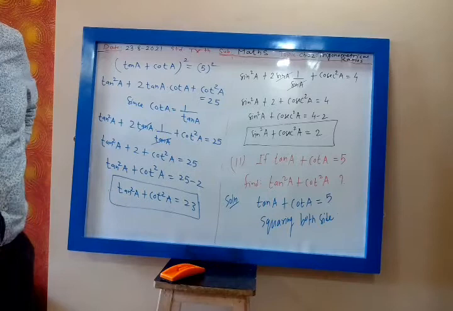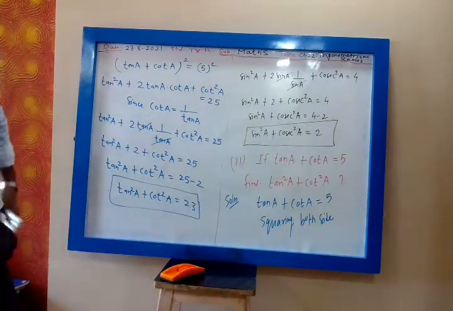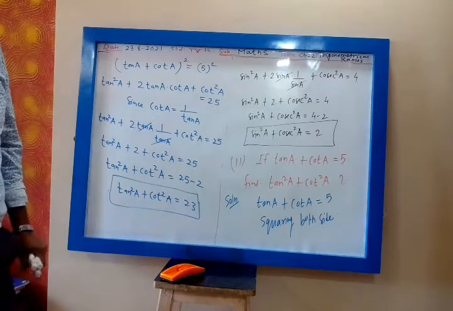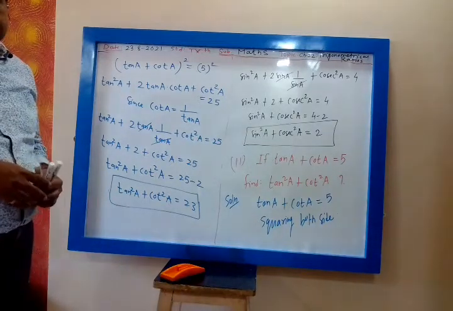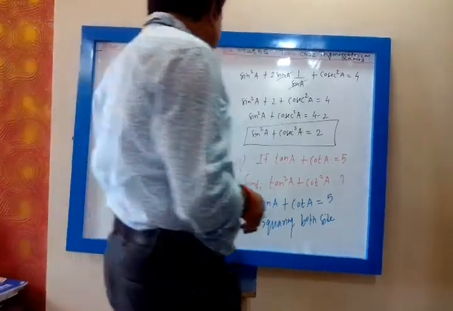Now the 12th one. 4 sin theta is 3 cos theta. Find the value of sin theta, cos theta, cot square theta. Let me explain this beginning part.